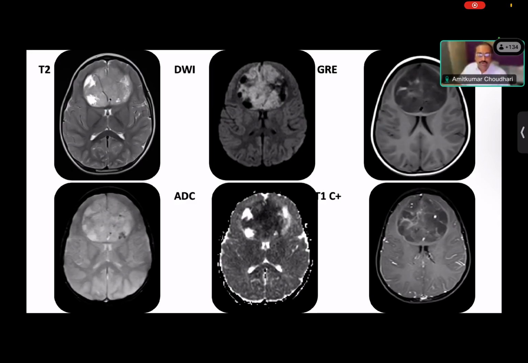So the first image in the top row is the T2 weighted image. The middle image in the top row is the diffusion weighted image. The third image in the top row is a T1 non-contrast or unenhanced T1 image. Thereafter, the first image in the bottom row is a gradient image. The middle image in the bottom row is an ADC map, and the final image in the bottom row is a post-contrast T1 weighted image.